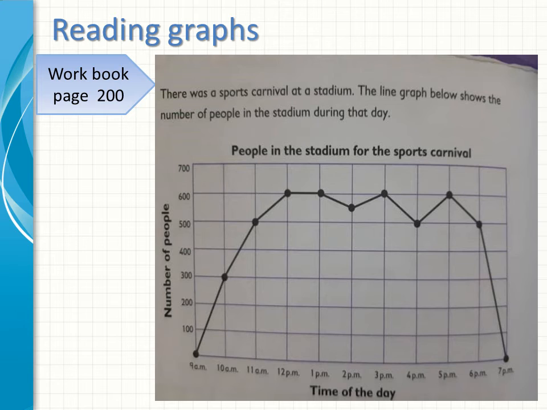So it means between 6 p.m. and 7 p.m. nobody comes to the stadium. What does this tell us? The sports carnival definitely ends at 6 p.m. and everybody leaves the stadium, and the stadium is empty at 7. So to answer the question, the carnival finishes at 6 p.m. and the reason why we think it finishes at 6 p.m. is because after 6 p.m. there is nobody in the stadium.